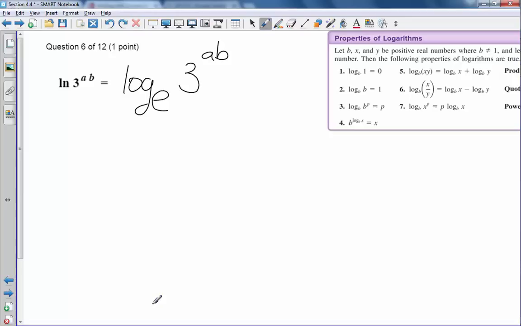Now, how can I apply the power rule here? It says power rule. Power rule is: you have a base, you have another base, it must have a single power. This is a double power. It doesn't matter. No matter what you see, even if you see a turkey here, that entire turkey should fly away. So ab is your turkey, move it in front.